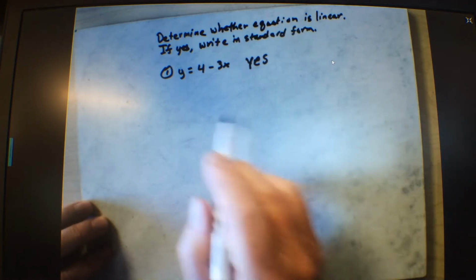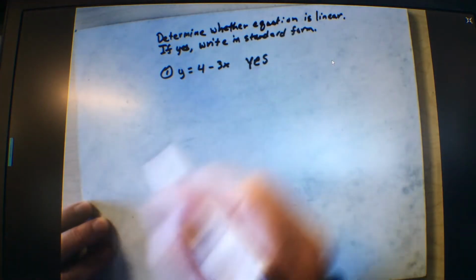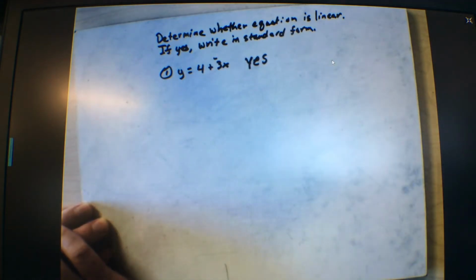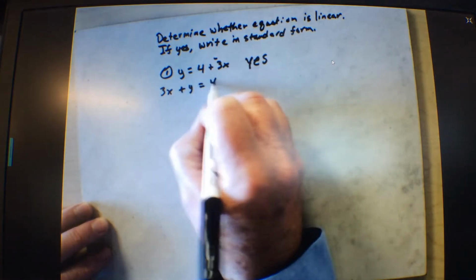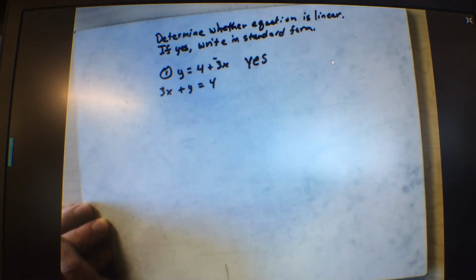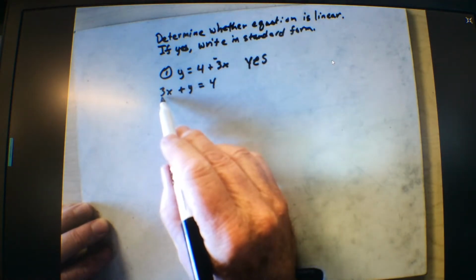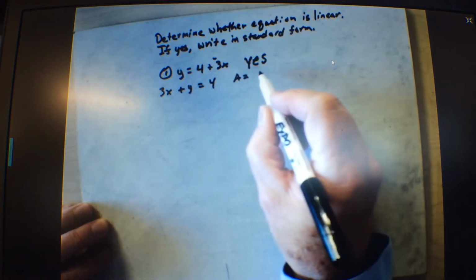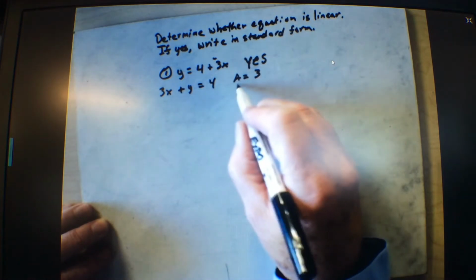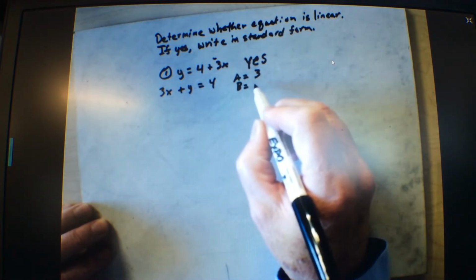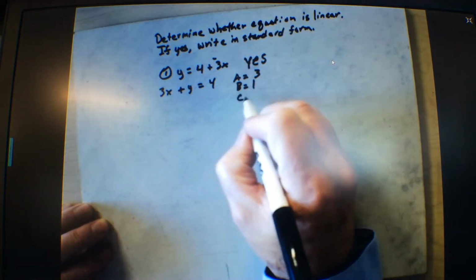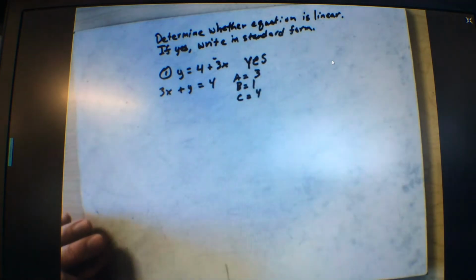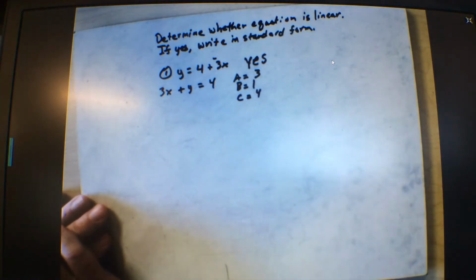You ready? What I'm going to do is move the 3x over, don't I? So this is plus and negative, right? When I move it over, what does it become? Positive. So I have 3x plus y equals 4. Correct? Now, is it in the correct form? Well, is a an integer? What is a? 3, that's an integer, right? What's b? No, b is not y. b is 1. And what's c? 4. Are all three of those integers? Yes. Is a positive? Yep. All right, then we're good to go, right? There it is, standard form.